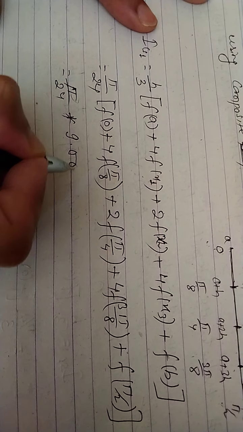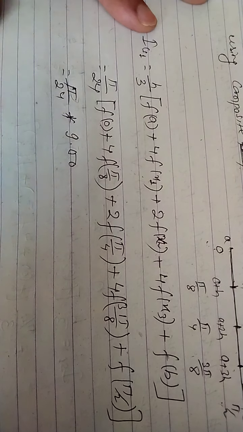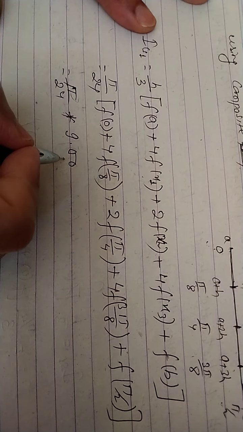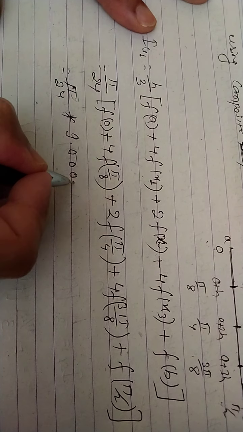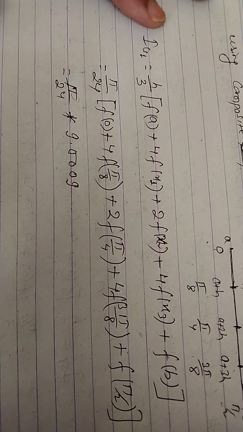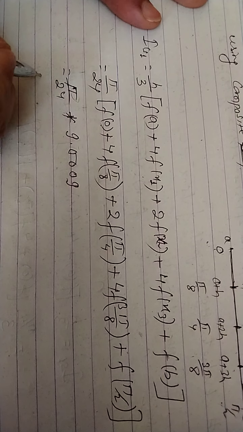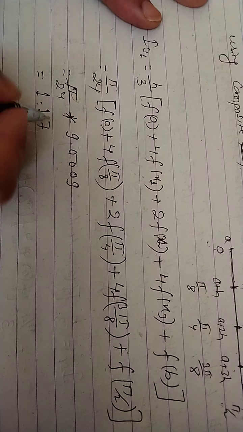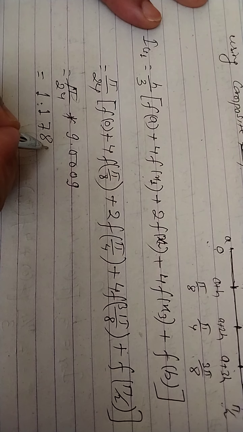9.0000 09 to 4 decimal places. Write down the answer: 1.1782.